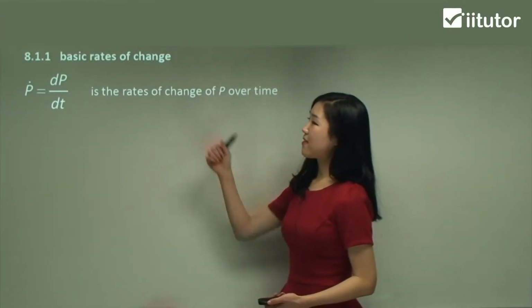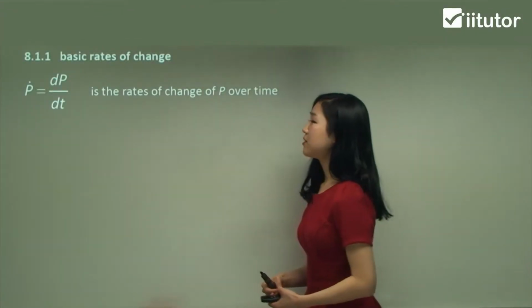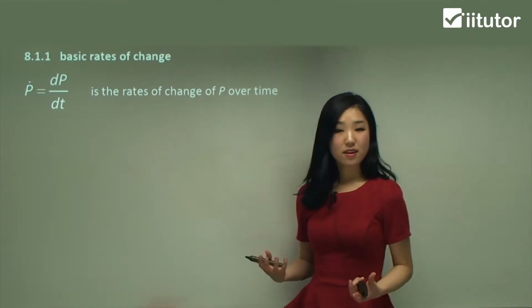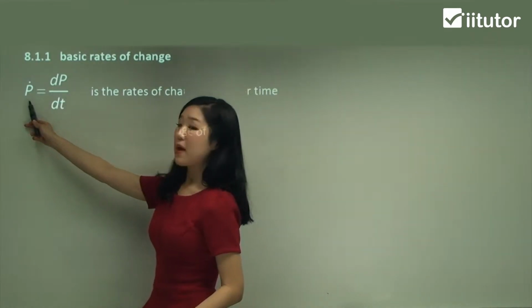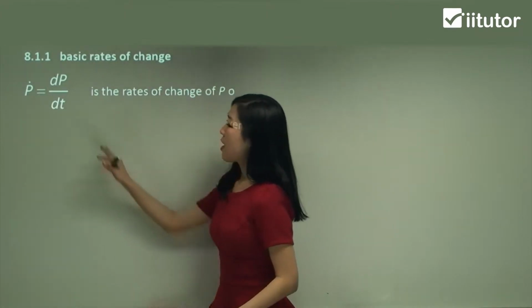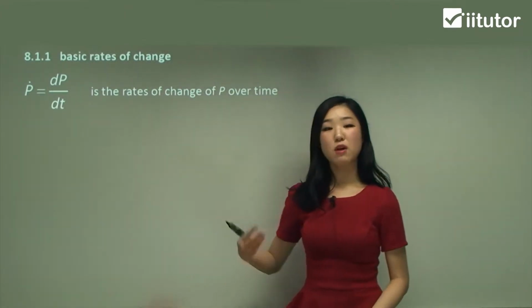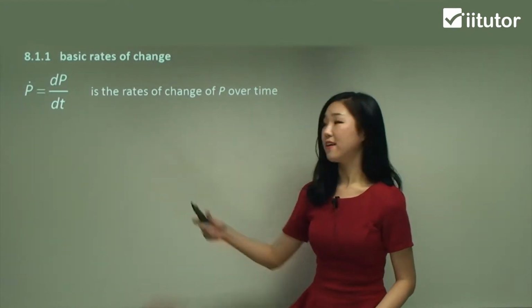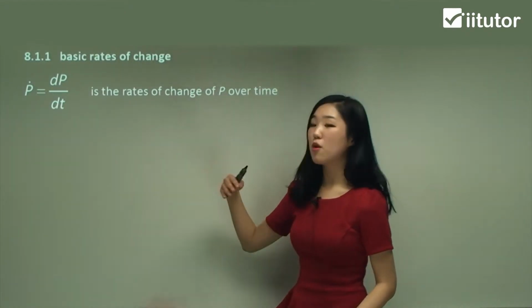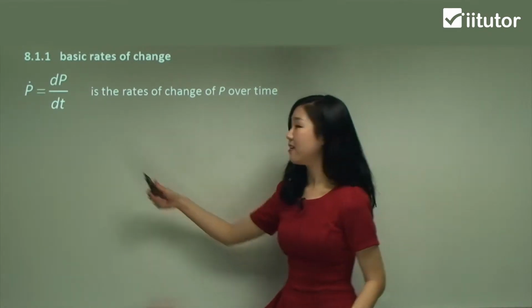I'm going to start with basic rates of change. Now, I'm just going to explain the basic idea of this whole topic. If you see the dot on the top, say P with a dot on the top, that means we differentiate whatever P is. So whenever you see P with a dot on the top, just differentiate P, in terms of t, okay?